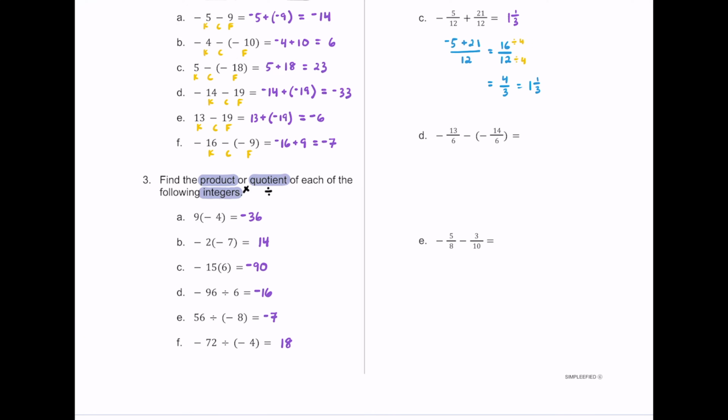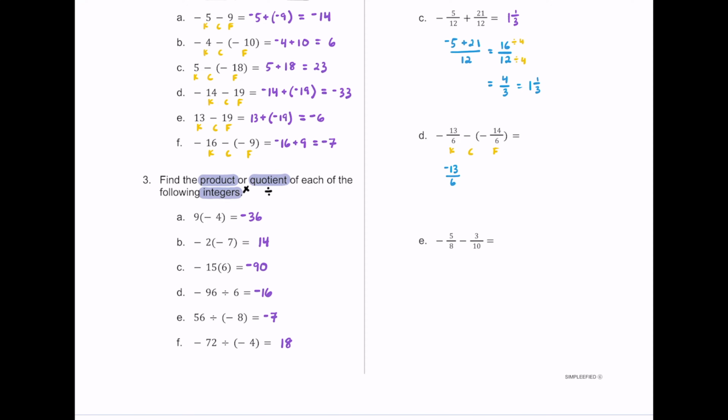For D here, we have a subtraction problem, but we do have common denominators, which is nice. I'm going to go ahead and keep change and flip to turn this into an addition problem. And I'm also going to move around the negatives to the numerator, so it's a little bit less confusing. So I'm going to move the negative to the top, so it's going to be negative 13 over 6, okay?